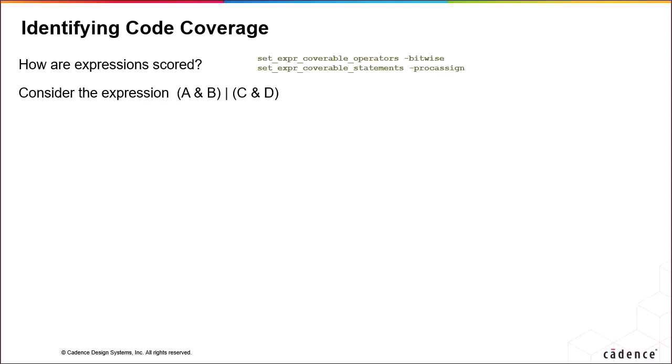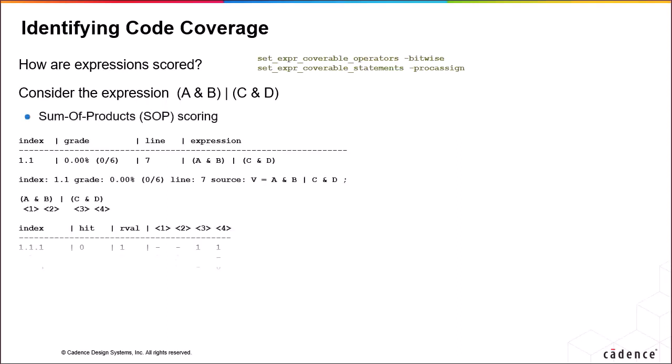For this exercise, as we have interest only in the scoring method and not in the actual results, we will not provide values to the expression inputs. The Xcelium integrated coverage scores expressions by default in sum of products mode. The sum of products scoring mode checks that each input has attained both the 0 state and the 1 state. It is essentially a toggle test for the expression inputs.